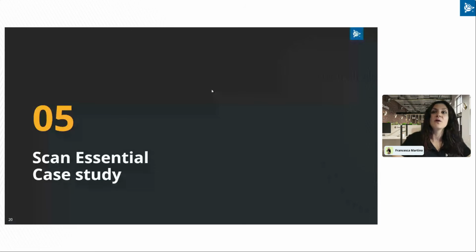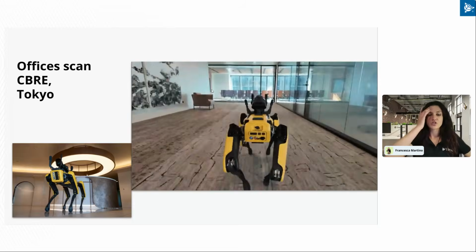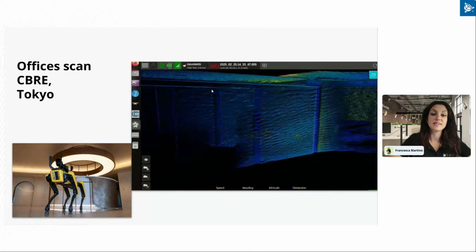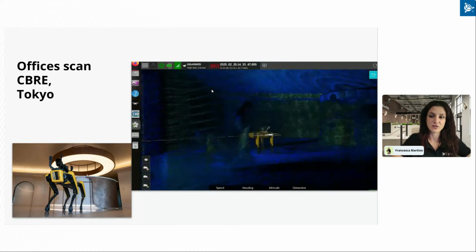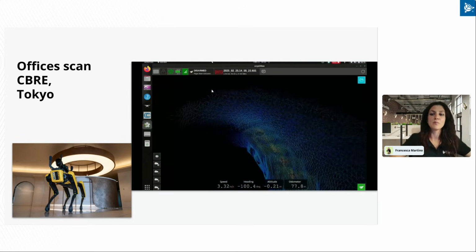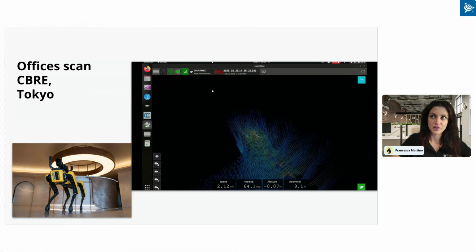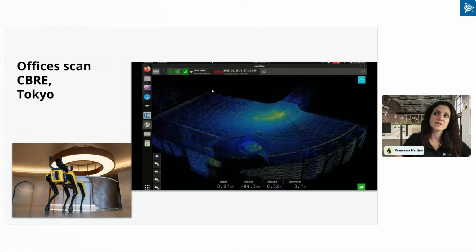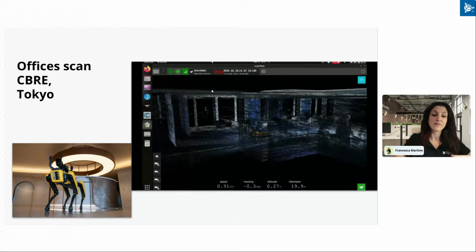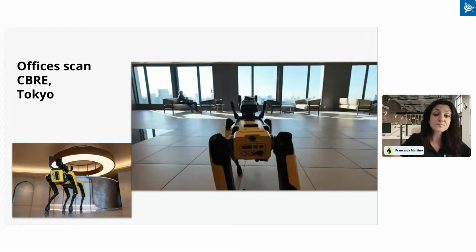Okay, now let's talk about our Scan Essentials case study. Let's see how companies actually use Scan Essentials. In this case, we're going to talk about a project by CBRE, which is a global leader in commercial real estate services. CBRE is a massive international organization composed of more than 155 professionals operating in over 100 countries. In this case, we will take the example of the renovation of some offices in Tokyo.